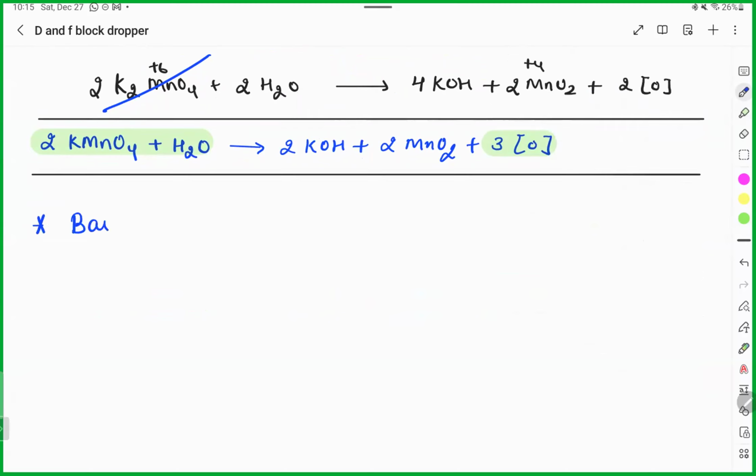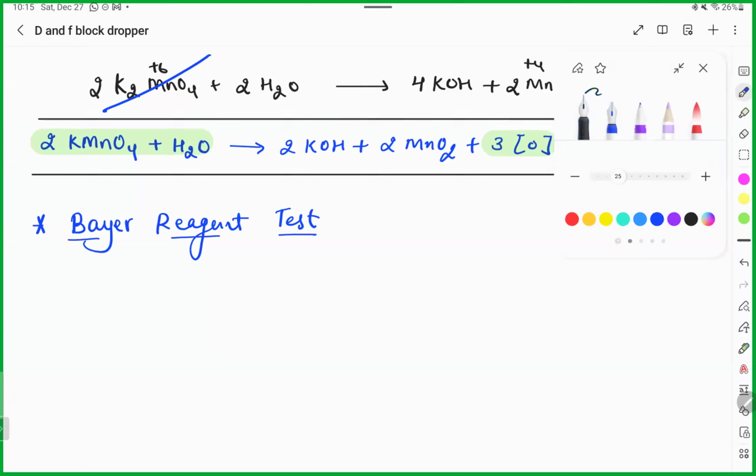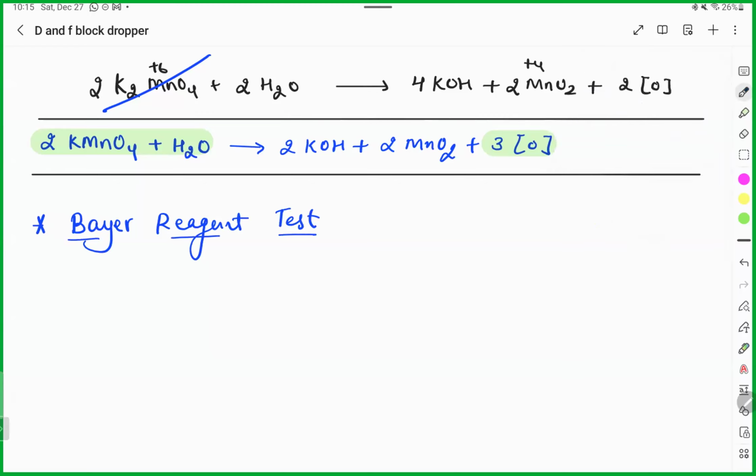So I will show you this Bayer's reagent test. This is the test for alkenes. Example, if you have a test tube and you have a compound in the test tube, we don't know the nature of this compound. You want to know whether this compound contains a double bond or triple bond.